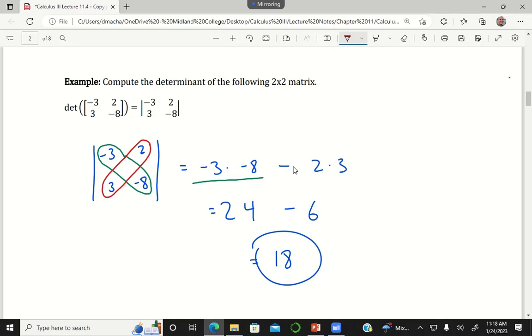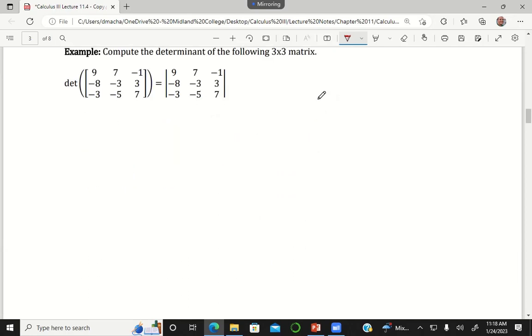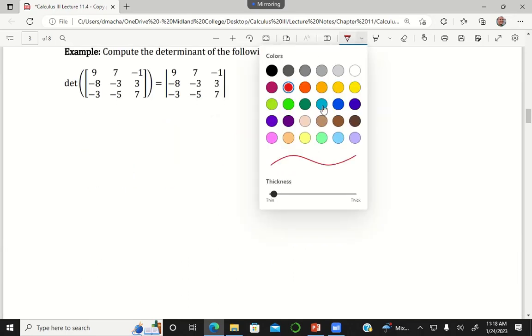So the determinant is a scalar that you can compute for square matrices. I just showed you how to compute the determinant for a 2x2 matrix, and it's pretty easy. The determinant for a 3x3 matrix is actually annoying. It's really, really long and annoying in my opinion. But here we go, we're going to try it, because we have to do it.